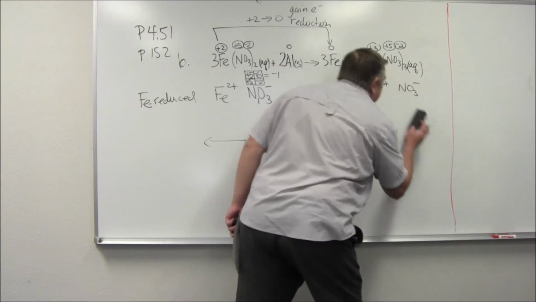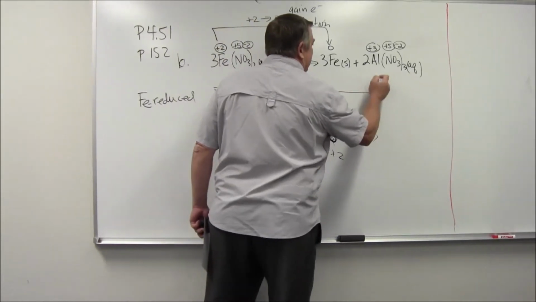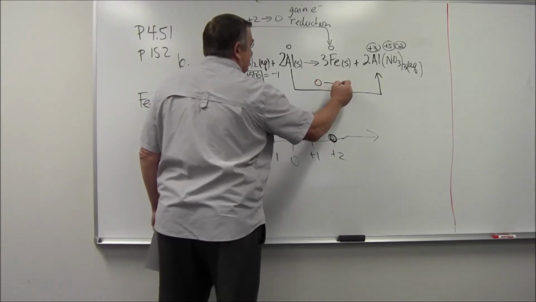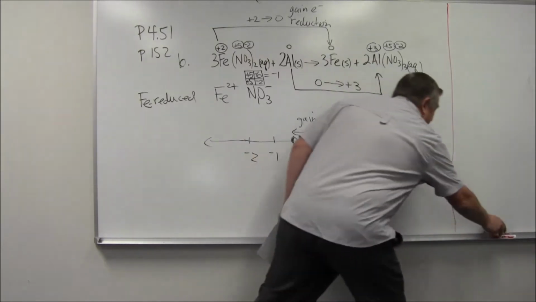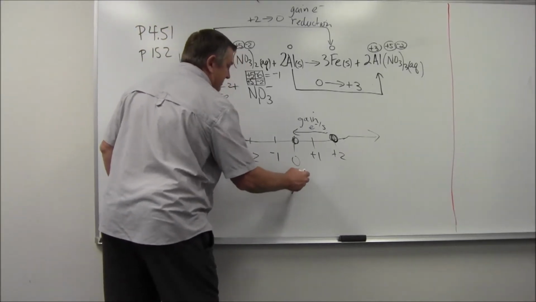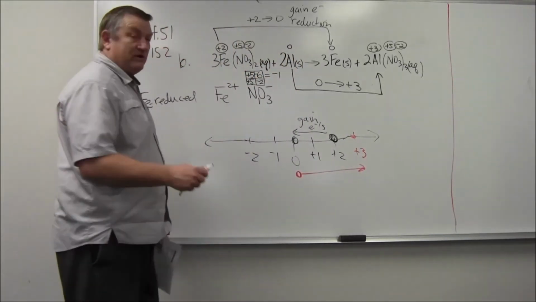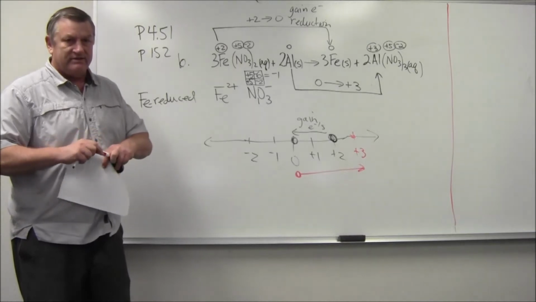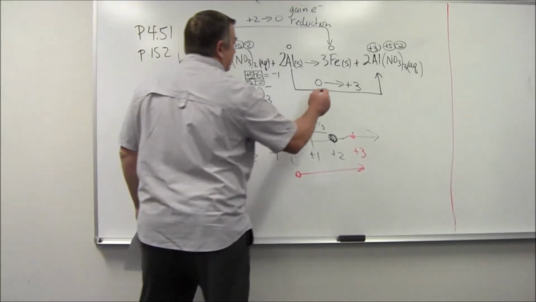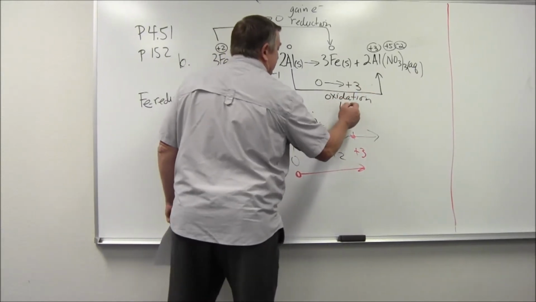So now we see, I'm going to erase this for a minute so I can have room for arrows. We see the aluminums, each aluminum is going from a 0 to a plus 3. So aluminum is going from a 0 to a plus 3. And so now we look at our number line again, and aluminum starting at 0 and going to a plus 3. And so as you get more positive on our number line, that means you're getting oxidized. You're losing negative charges, electrons, and you're getting more oxidized. And so this will be oxidation. Okay, the loss of electrons.